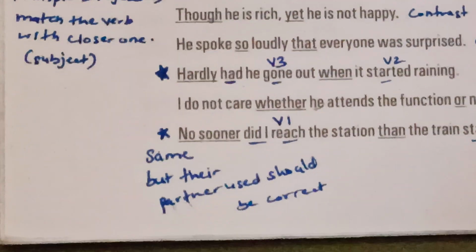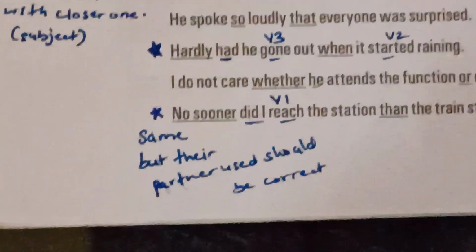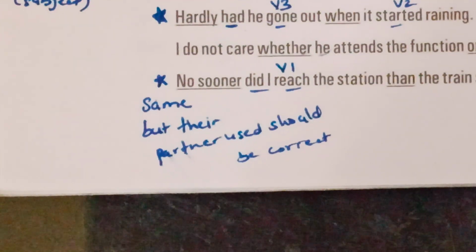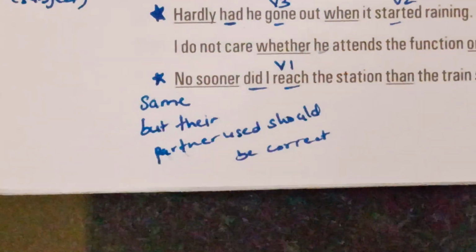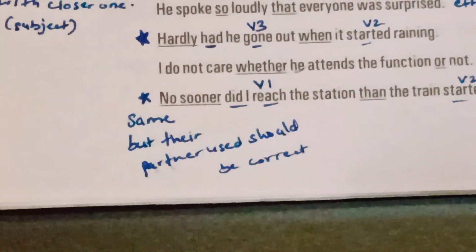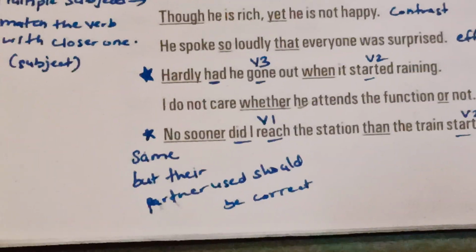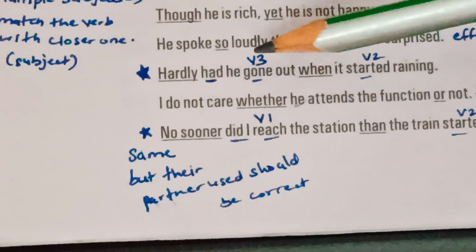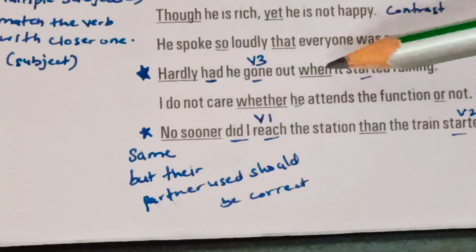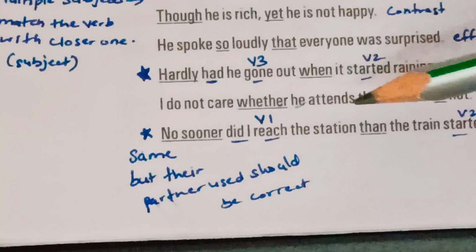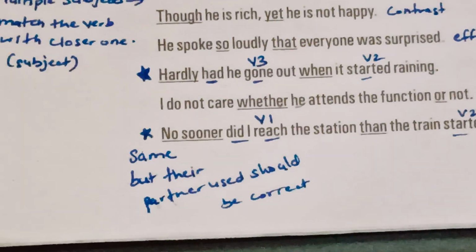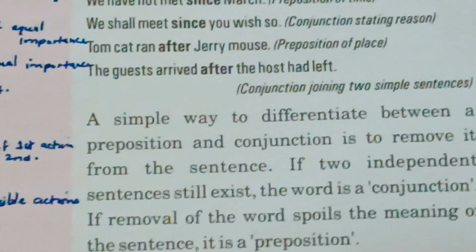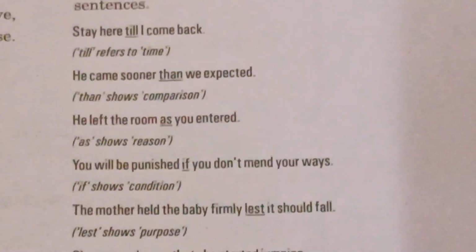And here, for no sooner and hardly, I have given you same. They are same, but their partner use should be correct. Hardly के साथ आप कहीं गलती से than मत यूज कर देना. No sooner के साथ गलती से when मत यूज कर देना. Hardly के साथ में हमेशा से you have to use when, and no sooner के साथ you always have to use than. Right?